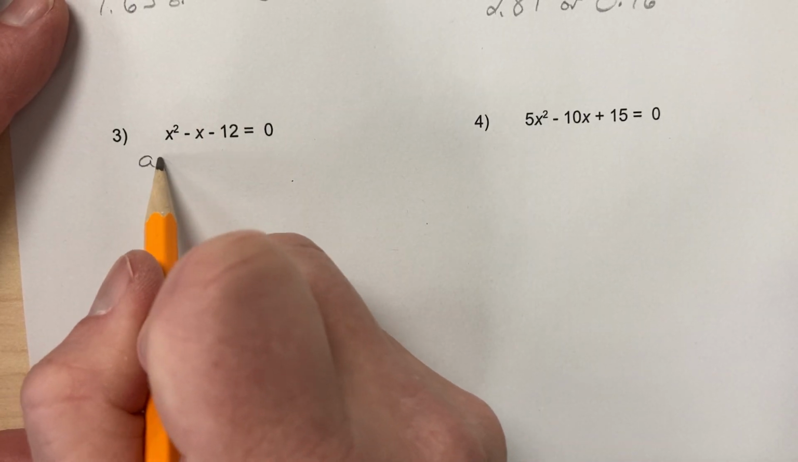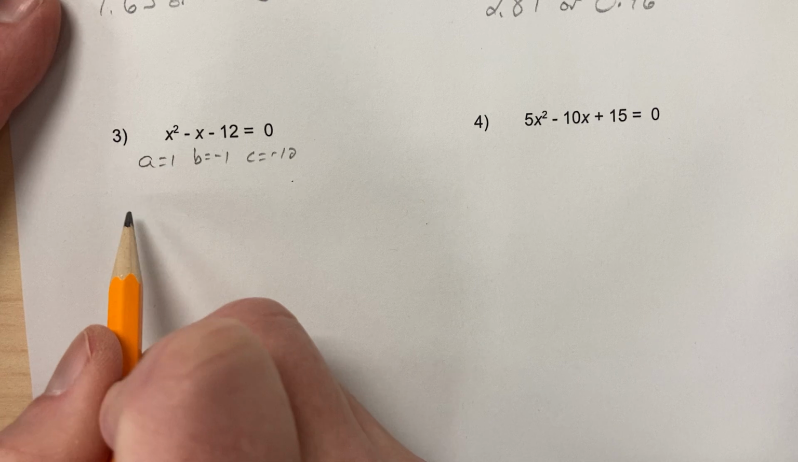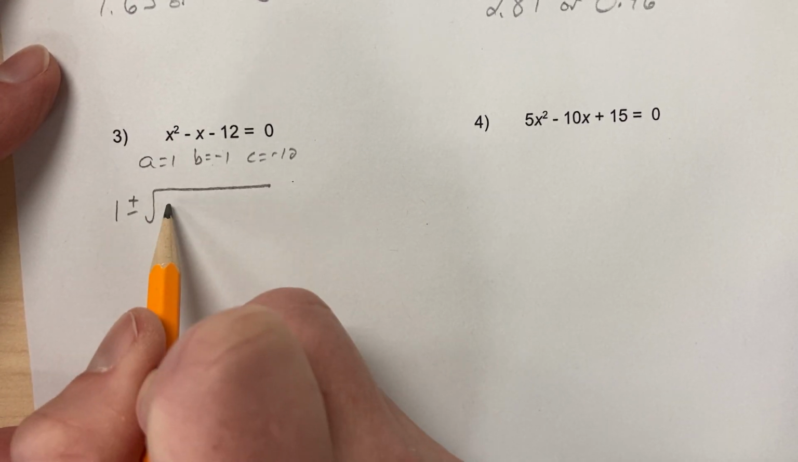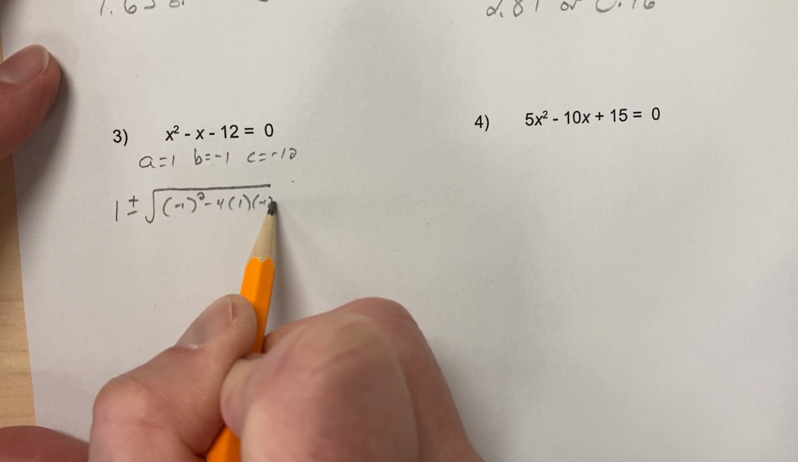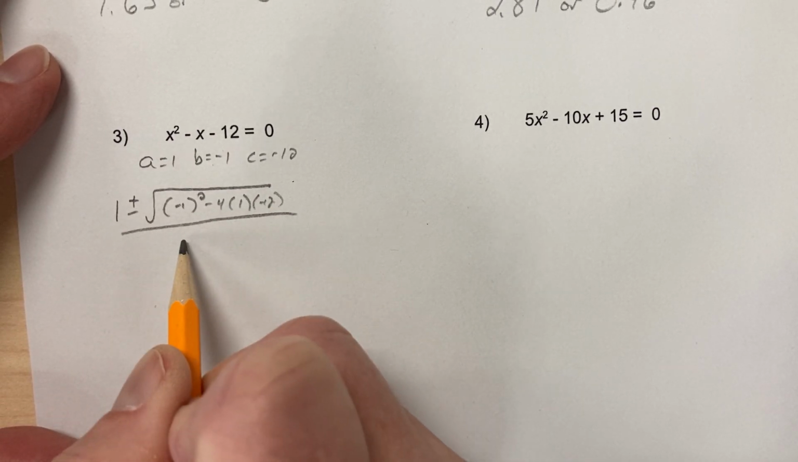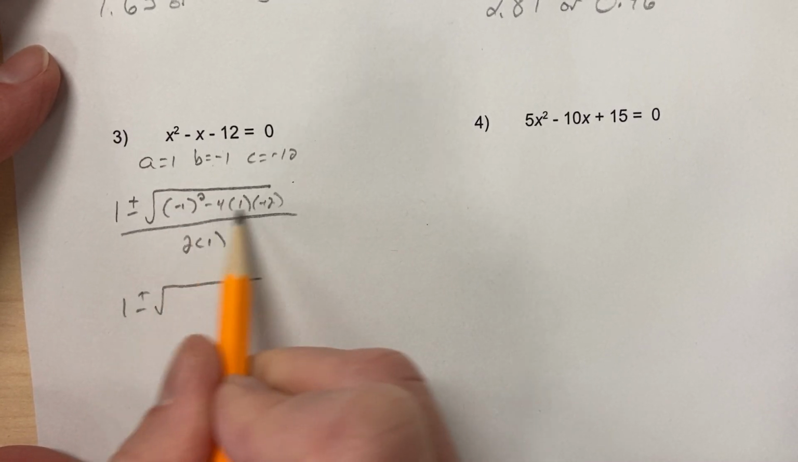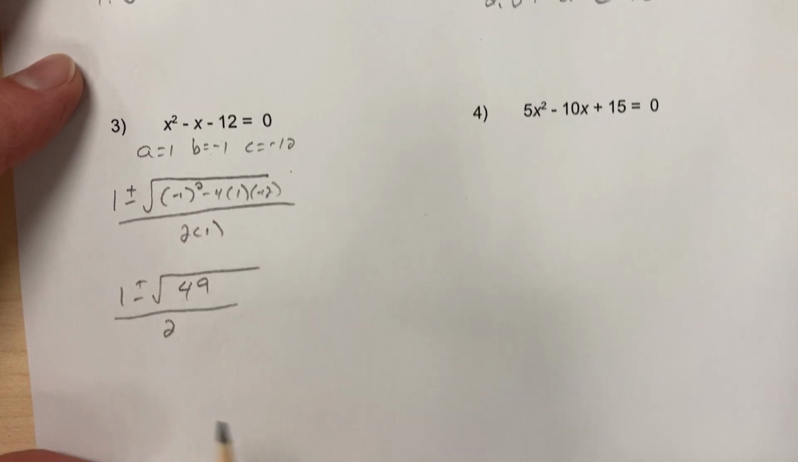So in here, A is 1, B is -1, C is -12. So we're going to go opposite of B, 1 plus or minus the square root of -1 squared minus 4 times 1 times -12, all over 2 times 1. Okay, use the calculator, and if you type this in correctly, you should get 49 for an answer over 2.